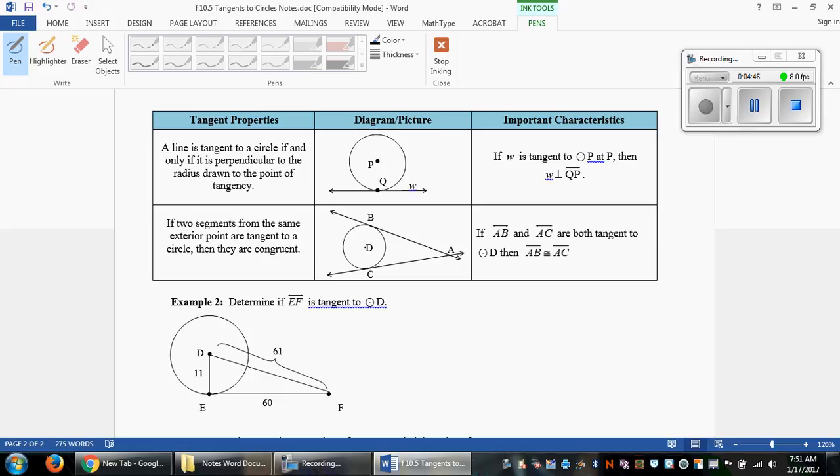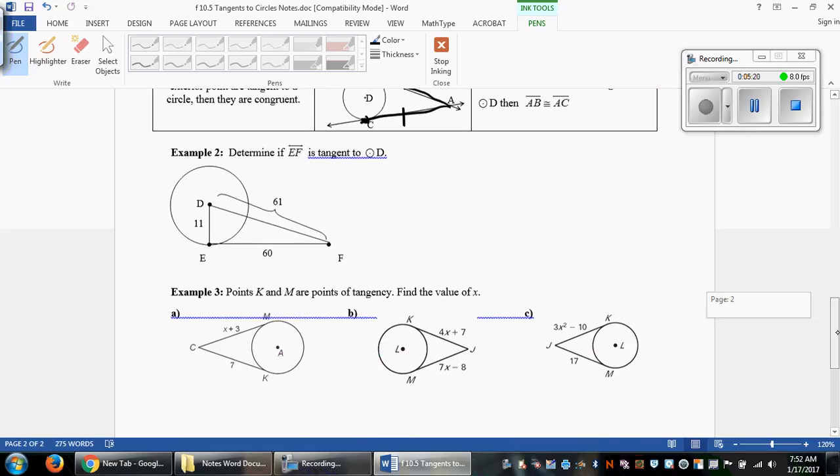And then if you have two lines coming from a single point tangent to a circle, then they would be congruent. So looking at these two examples, if I was to draw a line from here, that would be the radius. That would have to be perpendicular for it to be considered tangent. And here, if I have this line and this line, stopping right here at C and B, they would have to be congruent if they are both indeed tangent. So we're going to see this in practice.